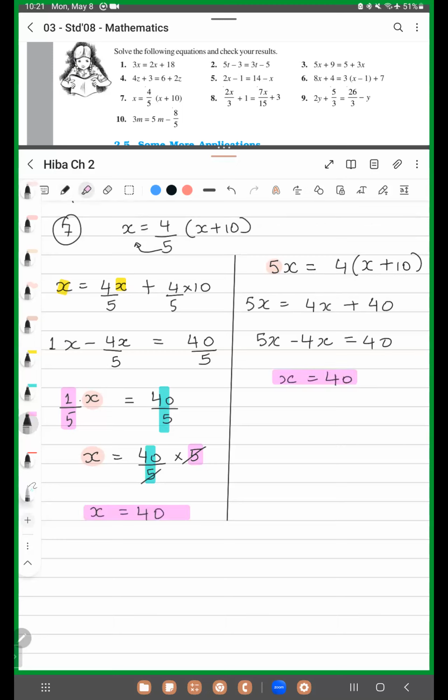But how is 5x minus 4x equal to 40? If you take 4x to the other side, what are you left with? Okay, I understood. 5x minus 4x is 1x, so x is equal to 40. Exactly.